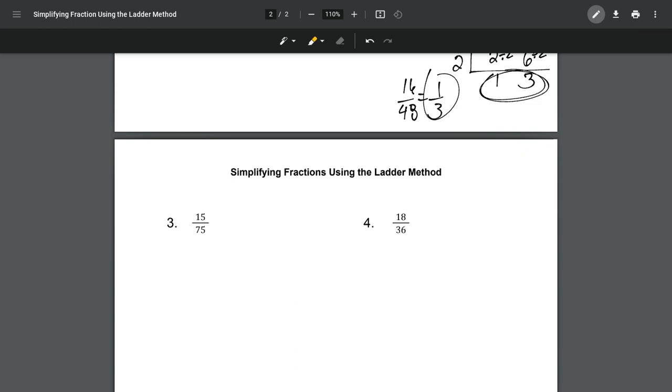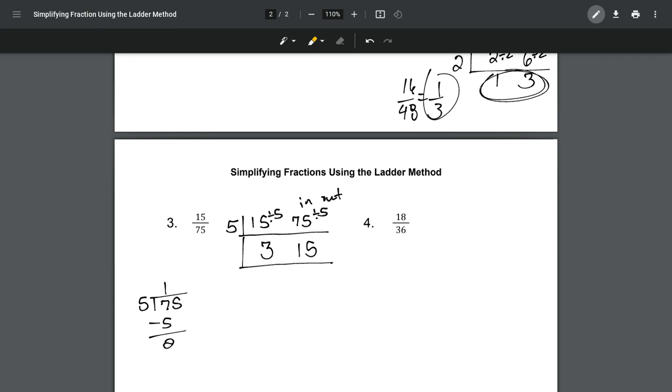Okay, let's take a look at 15 over 75. That's 15 and 75. I'm going to tell you something. They both end in a 5, so I know, according to my divisibility rules, they're both divisible by 5. 15 divided by 5 is 3, and 75 divided by 5 is 15. If you don't know what 75 divided by 5 is, do top and bottom out, or in and out, and then just start dividing. And you will see that it's 15.